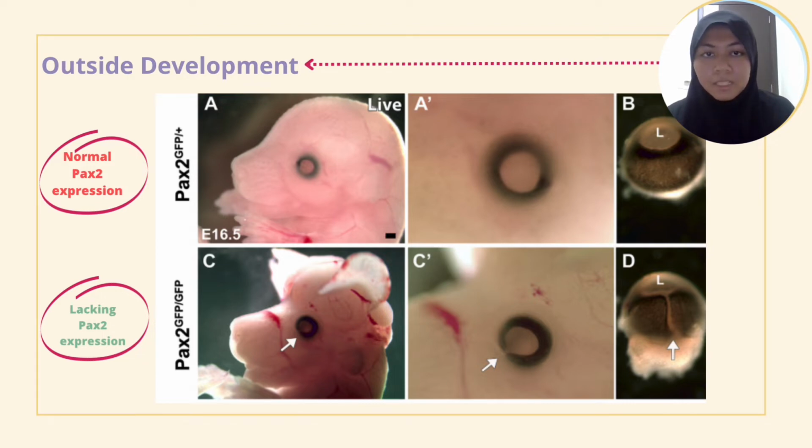And so next is the development of the eye, as seen in this A prime over here. The eye in the PAX2 GFP plus has developed beautifully. The optic fissure has closed perfectly. Although in C prime, in the PAX2 GFP mutant, you can see over here at the small arrow that the optic fissure has not closed properly. If the optic fissure has not closed properly, this will lead to future defects of the eye.